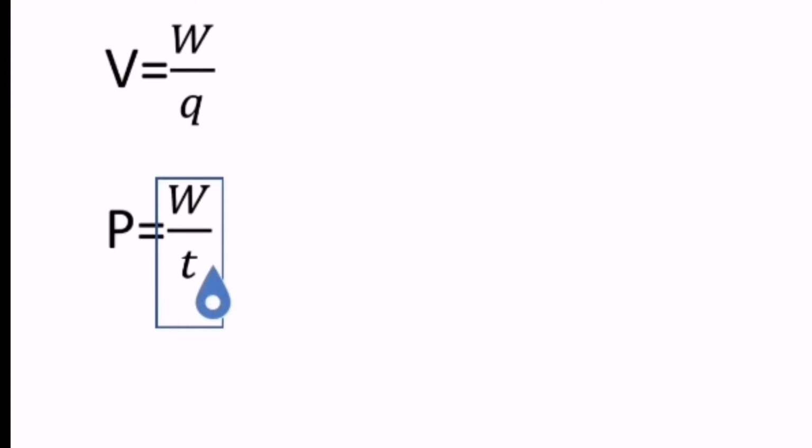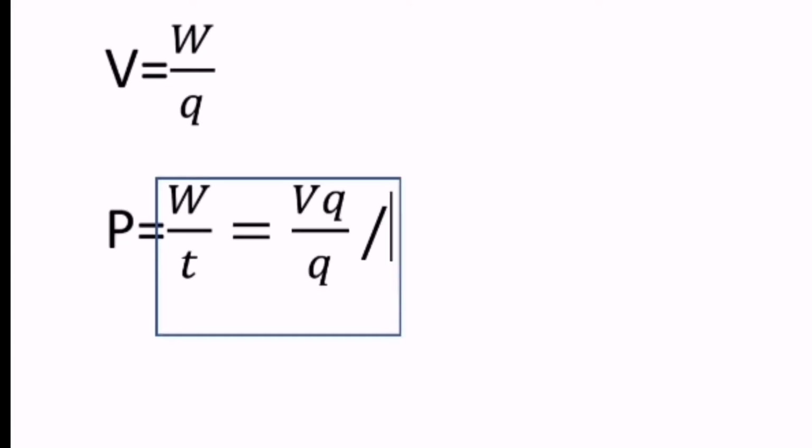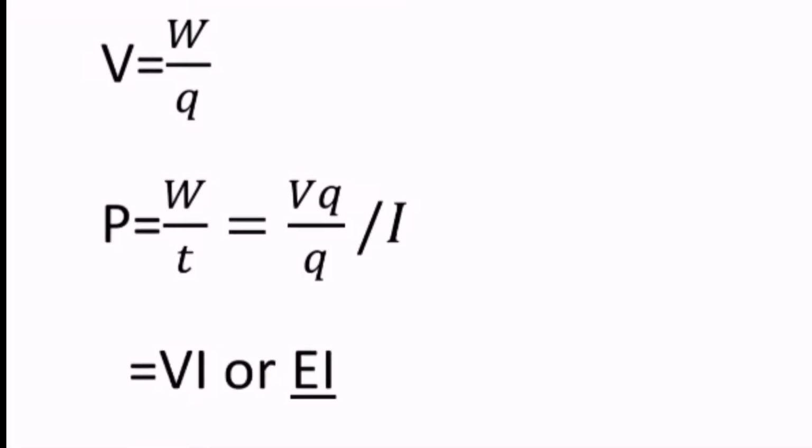Okay guys, we will use P is equal to work divided by time. By manipulating the voltage formula, which is work divided by the charge, we will have work is equal to voltage times the charge. And with regards to the current, I is equal to Q divided by T, so to find the time, we will have Q divided by the current. If you cancel the charge, then we will have V times I, or E times I. In short, guys, electrical power is voltage times the current.